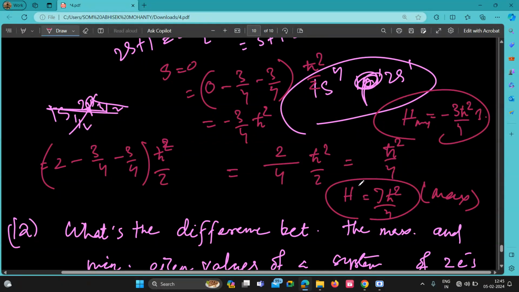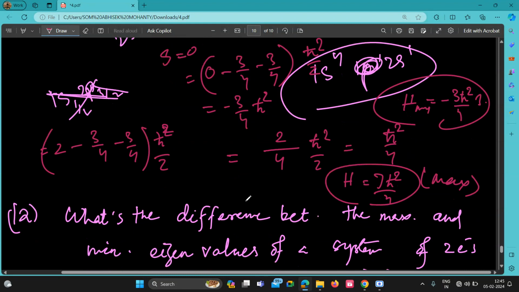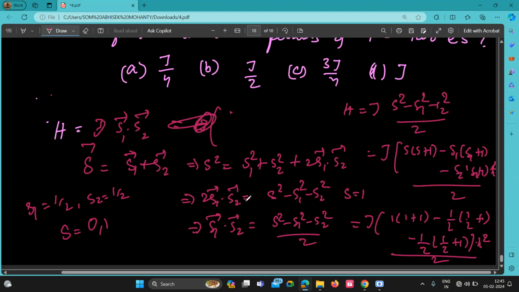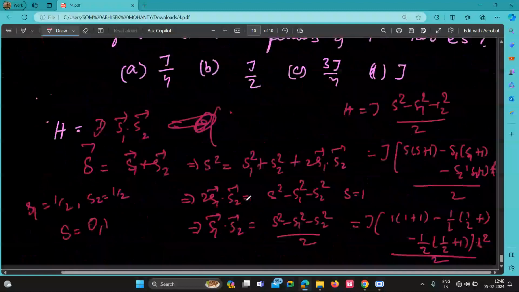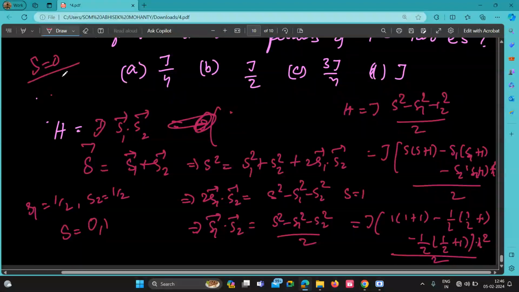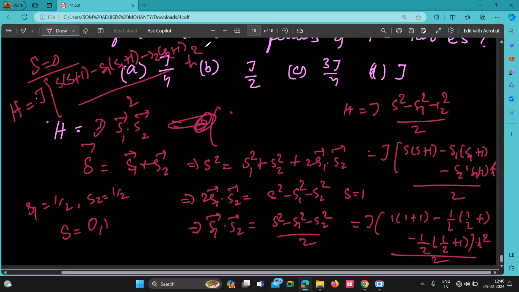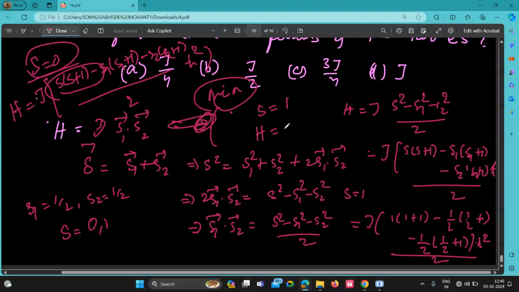Why did I do it very hastily? Because we have done exactly the same question before, so I hope you can do it yourself. You just have to take the formula H is equal to J (S(S+1) minus S1(S1+1) minus S2(S2+1)) by 2 ħ squared. Put S is equal to 0, that will be your minimum value. Put S is equal to 1, that will be your maximum value of H.